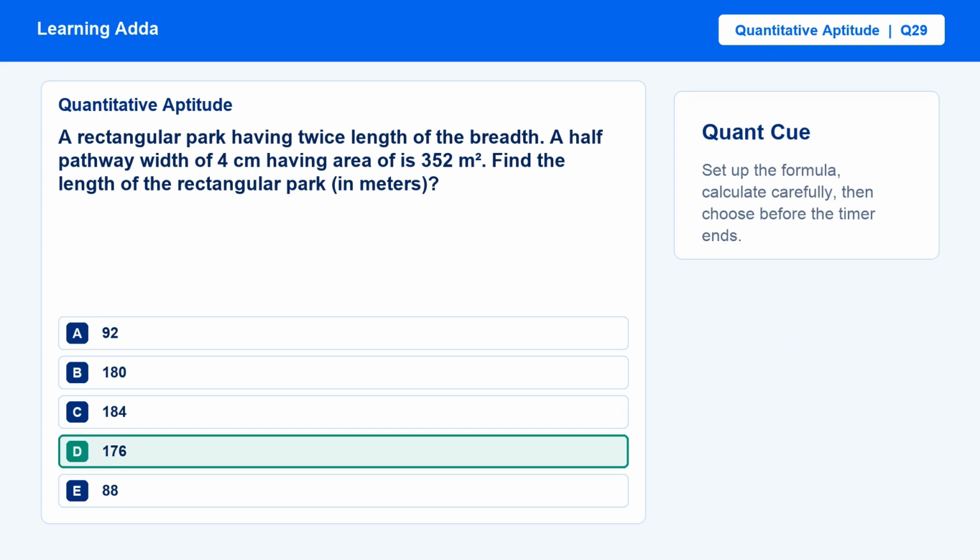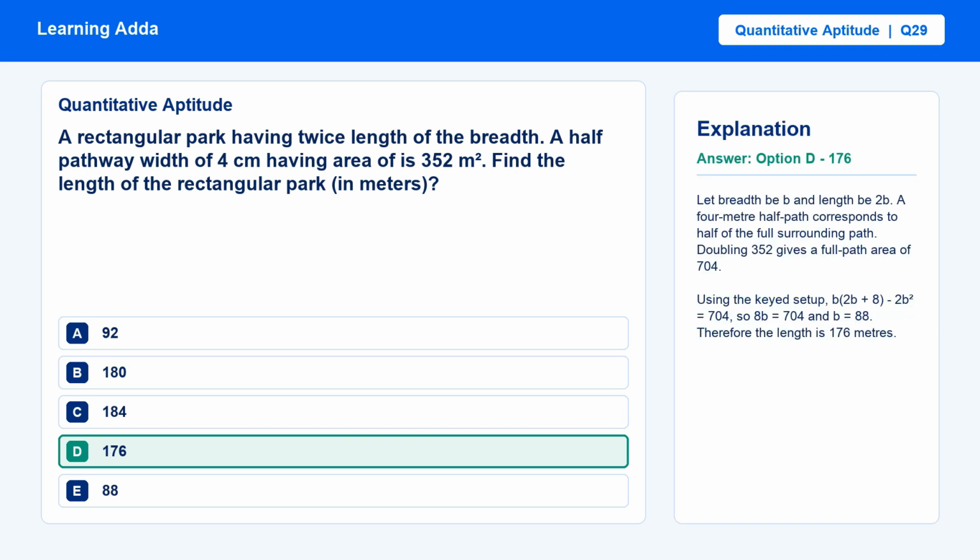The answer is option D, 176. Let breadth be b and length be 2b. A 4-meter half path corresponds to half of the full surrounding path. Doubling 352 gives a full path area of 704. Using the setup, 2b(b plus 8) minus 2b squared is equal to 704, so 8b is equal to 704 and b is equal to 88. Therefore, the length is 176 meters.